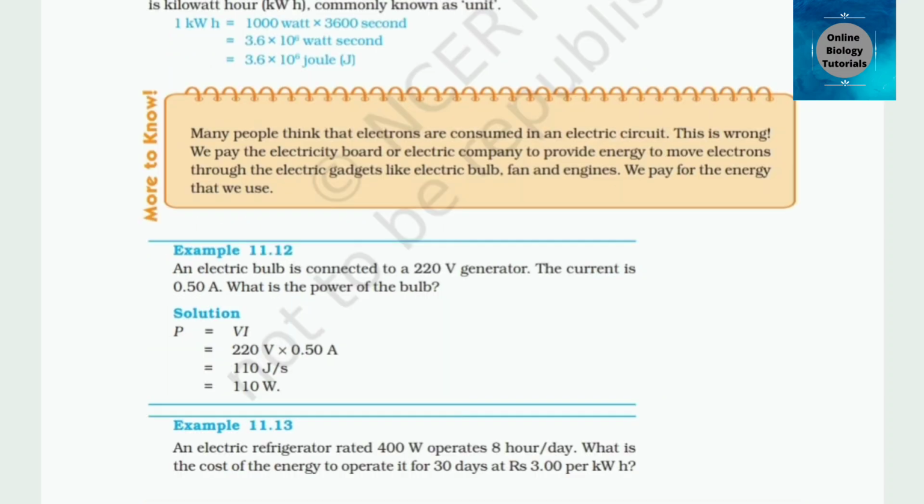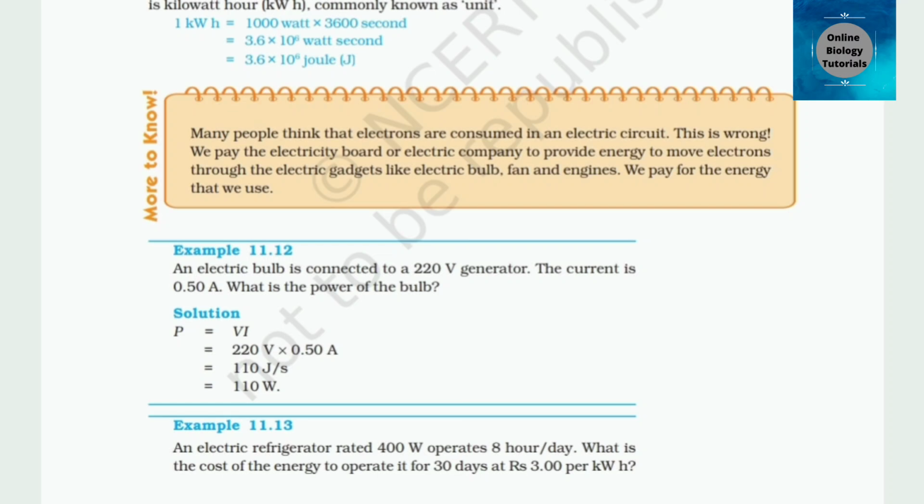More to know. Many people think that electrons are consumed in an electric circuit. This is wrong. We pay the electricity board or electric company to provide energy to move electrons through the electric gadgets like electric bulb, fan, and engines. We pay for the energy that we use.